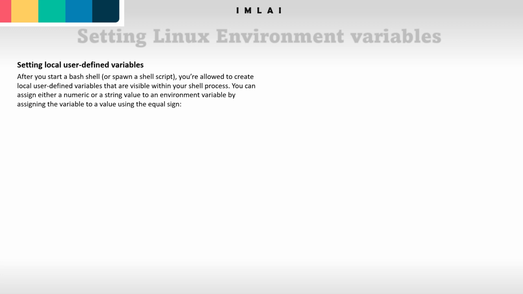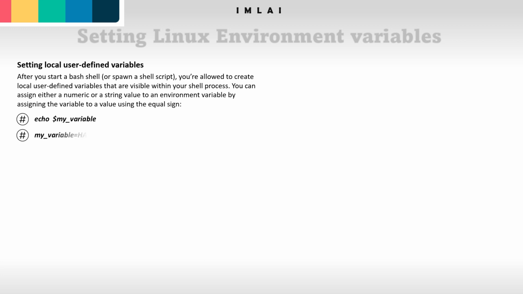This slide shows you how to create your own variables and reference them from an interactive shell or shell script program. After you start a bash shell or a shell script, you are allowed to create local user defined variables that are visible within your shell process. You can assign either a numeric or a string value to an environment variable by assigning the variable to a value using the equal sign.